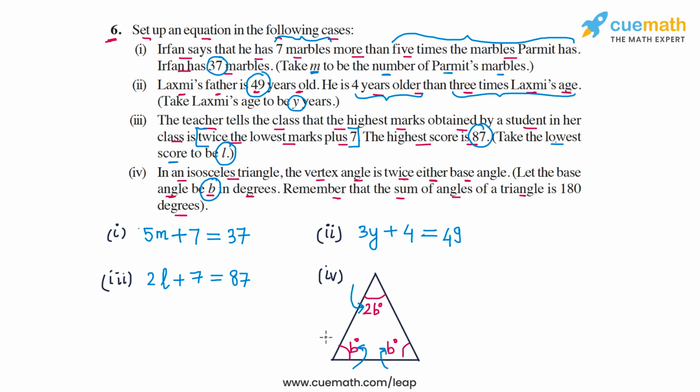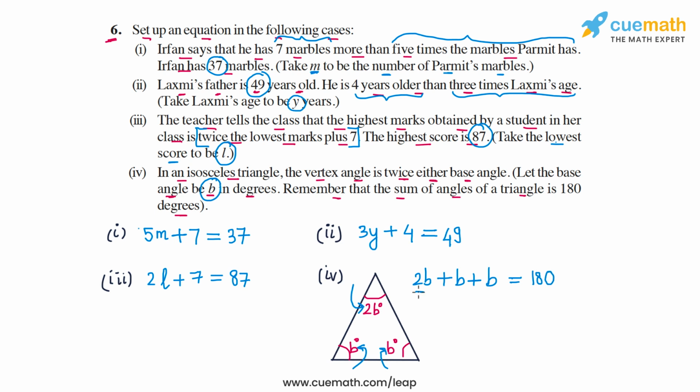So the vertex angle is 2b degrees, and we have to use the fact that the sum of angles of a triangle is 180 degrees. So this means that 2b, the measure of the vertex angle in degrees, plus b, the two base angles, this sum should be equal to 180.